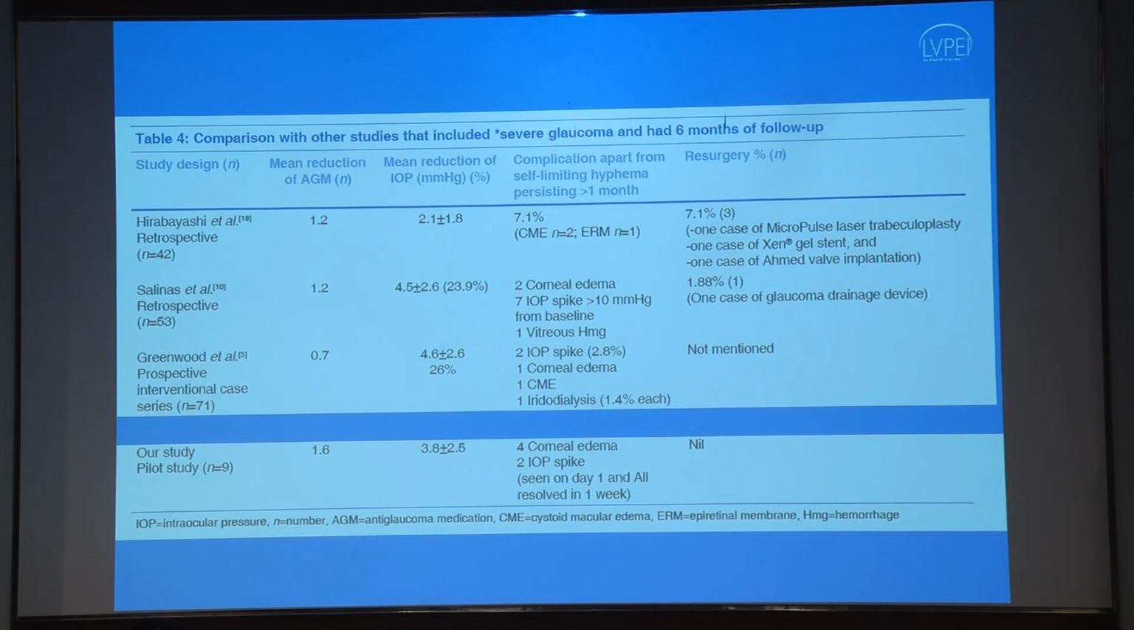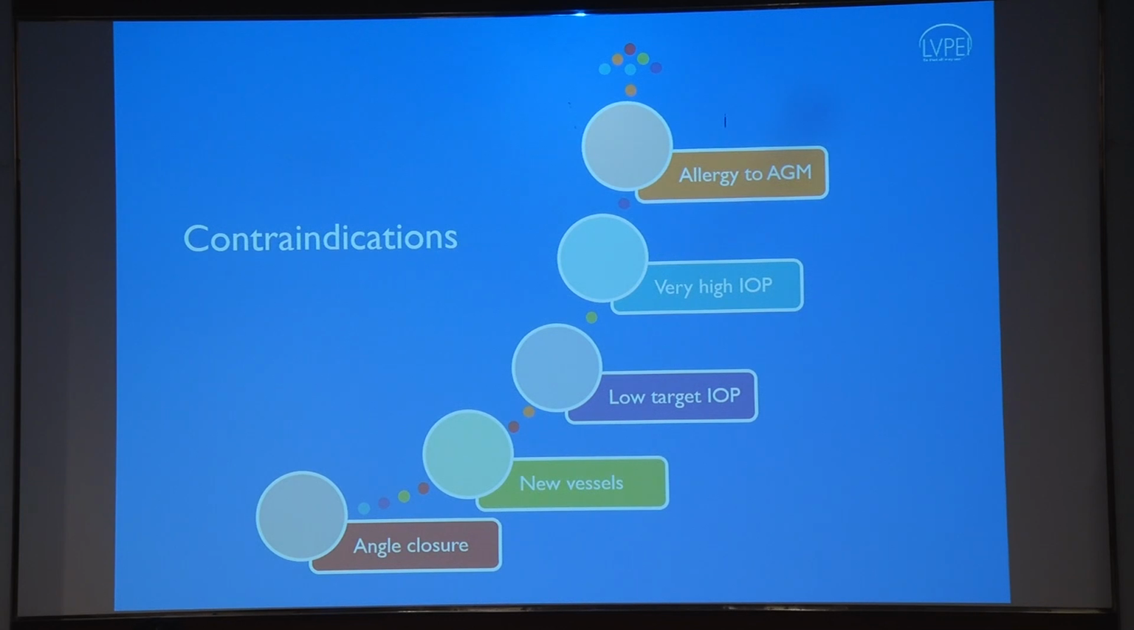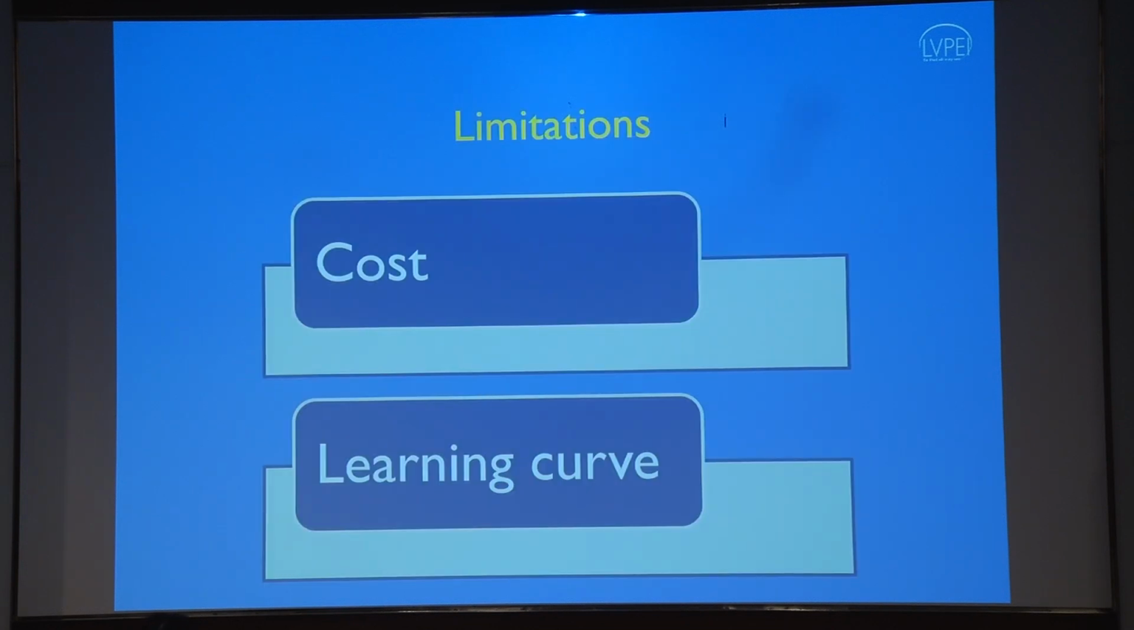About the contraindications, any allergy to anti-glaucoma medications. Every time we reiterate that this achieves a moderate amount of intraocular pressure control, so you would have to put the patient back on medications. So if the patient is allergic to anti-glaucoma medications, then better not go for a MIGS procedure, go for trabeculectomy. Also a very high intraocular pressure, or a very low target intraocular pressure if it is needed for the patient, and angle closure and any new vessels in the angle. Limitations: the cost and the learning curve.